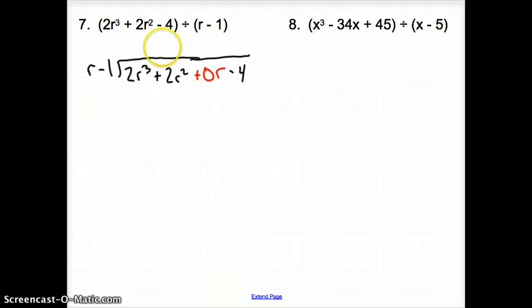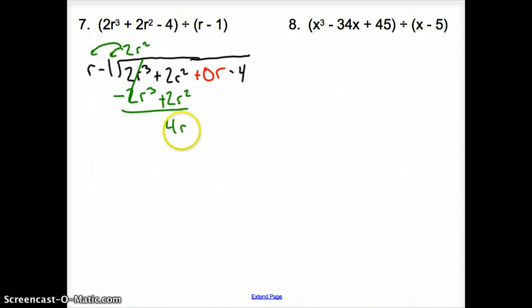Now it's the same exact thing. What can I take times the r to get 2r squared? I'm sorry, that's an r cubed, so we take this times there to get a 2r cubed, and times a negative 1 to get a negative 2r squared. What do we have to do? We change these signs. Gone. This turns into a 4r squared.